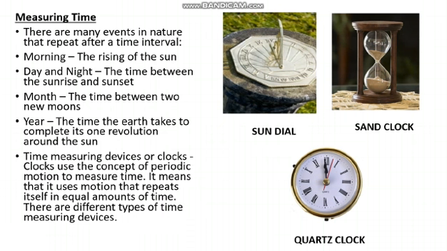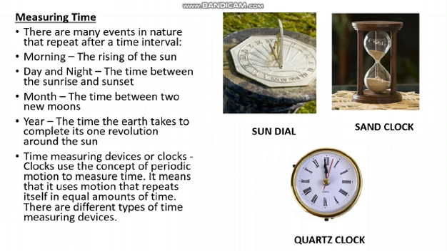It is very difficult to think how people in ancient times measured time, as they did not have clocks or watches. So ancient people used some natural events, which we discussed now. Time measuring devices are clocks. Clocks use the concept of periodic motion to measure time. It means they use motion that repeats itself in equal amounts of time. There are different types of measuring devices like sundial, sand clock, quartz clock, etc.